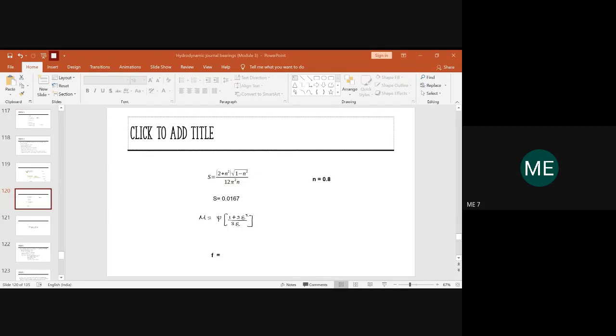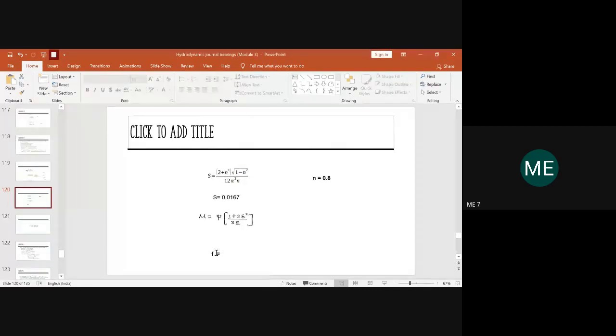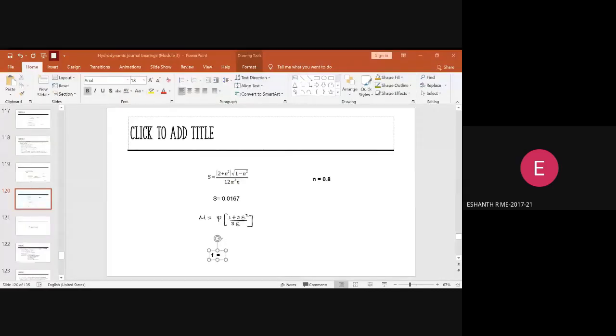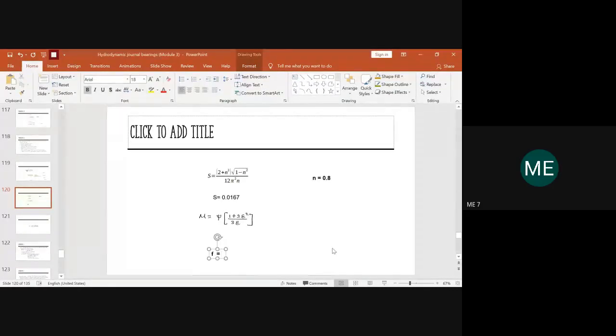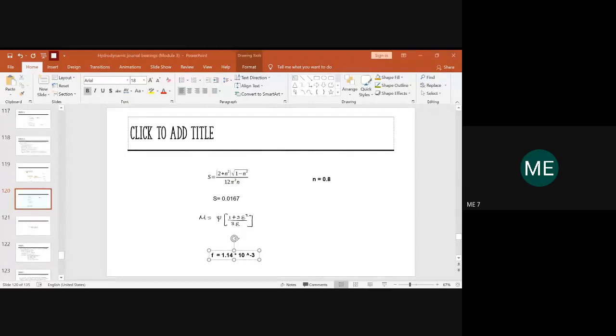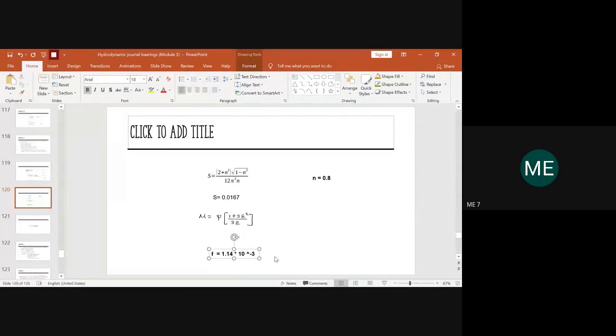Are you getting in the range of 0.0011 something? 1.14 into 10 power minus 3. Yeah, the same thing, 1.14 into 10 raised to power minus 3. Okay, so it is the same. Either it is 0.0011 or 1.1 into 10 raised to minus 3, both are the same. So you should know the difference.